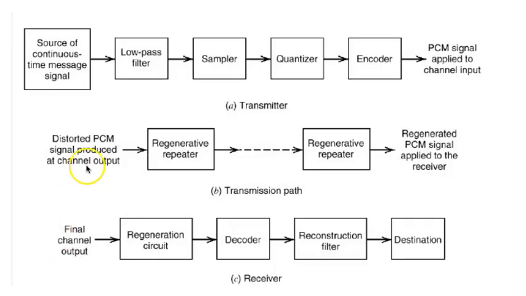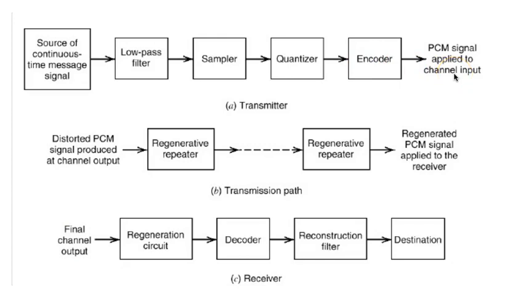Now, for better clarity, this is a block diagram for the PCM signal. A source of continuous time message signal is passed through a low pass filter, then sampled and quantized, sampled on the x-axis and quantized against the y-axis, then encoded and sent to the channel.